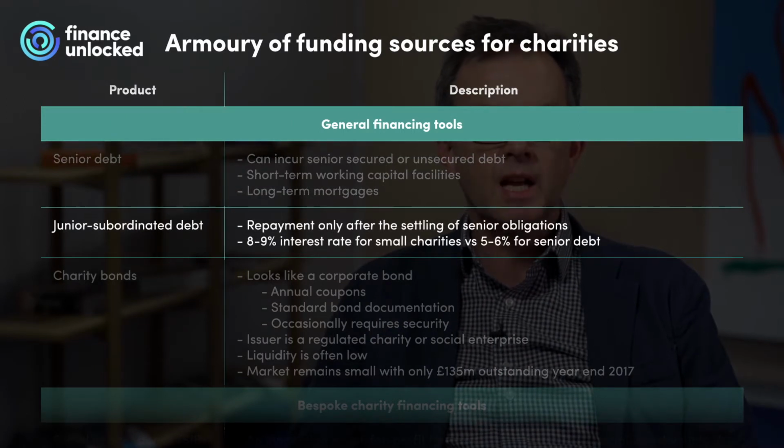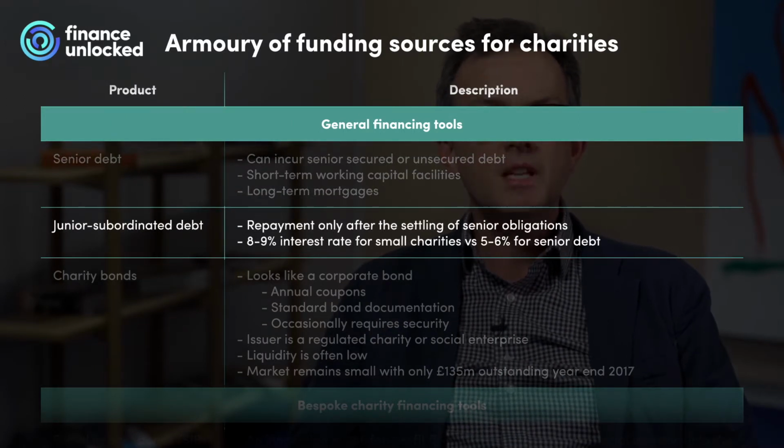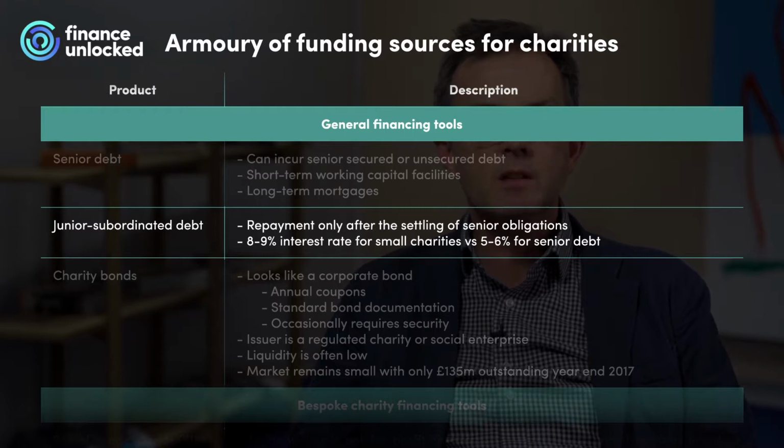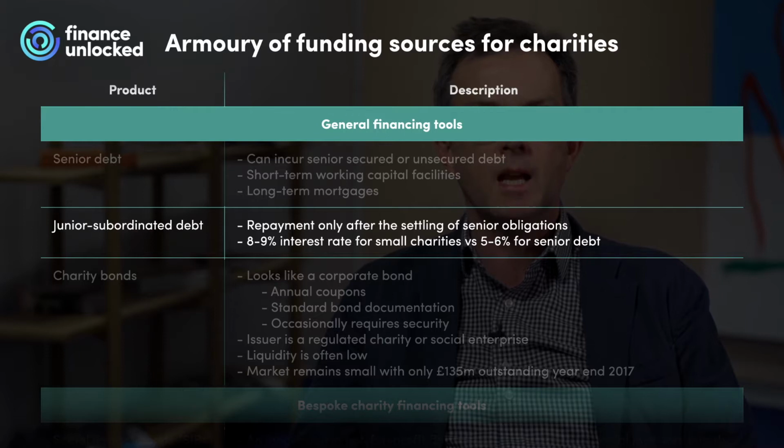Junior subordinated debt. With an intercreditor agreement, this can slot in beneath senior debt with repayment only after the settling of senior obligations. Interest rates might average 8 to 9% for small charities versus 5 to 6% at the senior level.